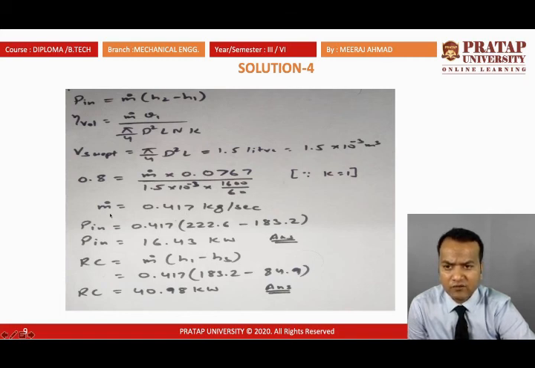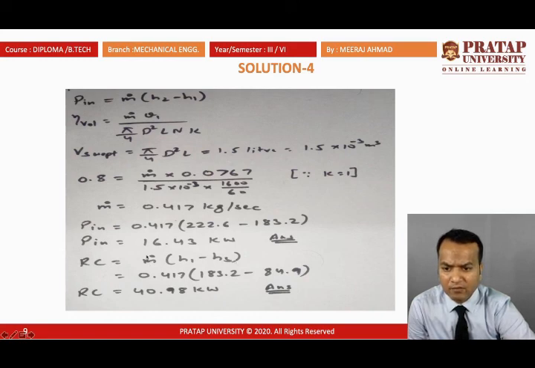Then after that put the value of mass flow rate in the power input formula. H2 is given, which is the enthalpy of the compressor outlet, and H1, the enthalpy of the inlet to the compressor, is given in the question. Then put the values of enthalpies and the mass flow rate in the power input formula. Then you get the value of 16.43 kilowatt.